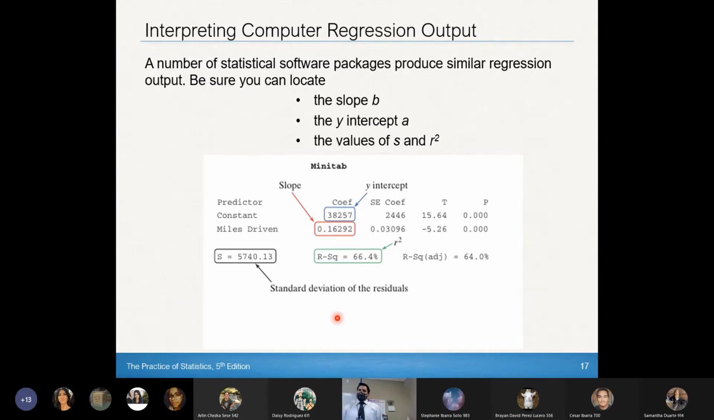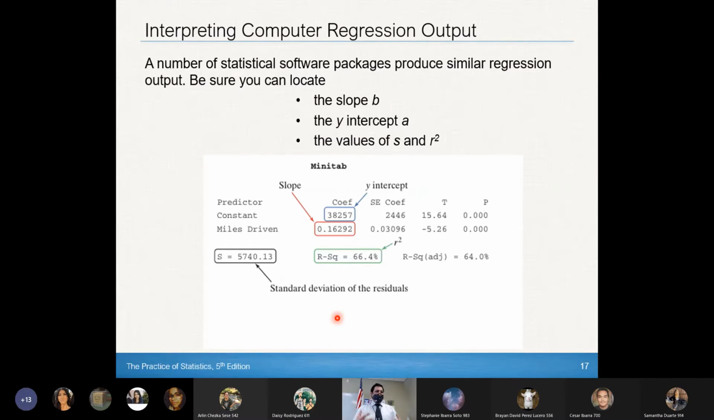So this is where we left off yesterday. We didn't actually show you the screen. This was the next one. And this is something where we're going to look at a couple of different representations of computer regression outputs.